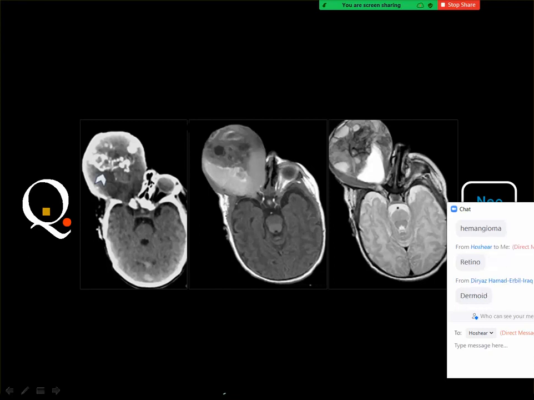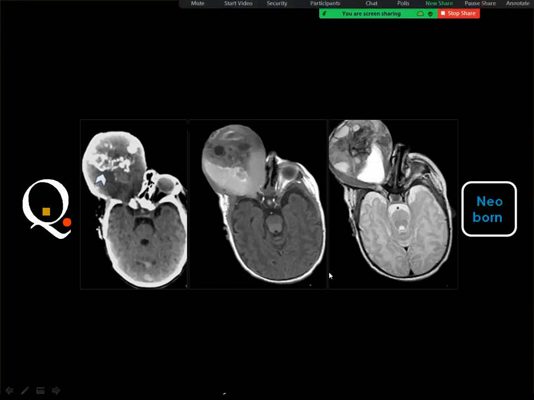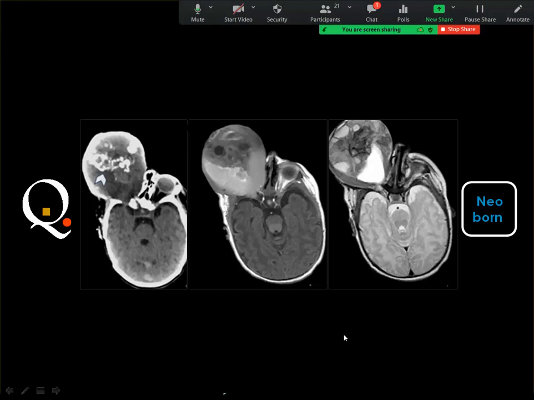You remember that I have mentioned if you... Yes, the answer of dermoid is right, but I have mentioned that if you get a very big mass in the orbit of a child and you don't see the globe, you should assume that the mass is arising from the globe and the diagnosis of retinoblastoma should be considered. But in such a case, retinoblastoma of course contains calcium. But the presence of fat is not one of the criteria of retinoblastoma.